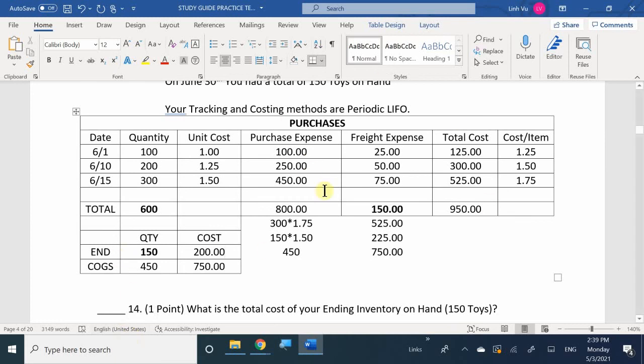The total cost of 950 minus 750 should give you 200.